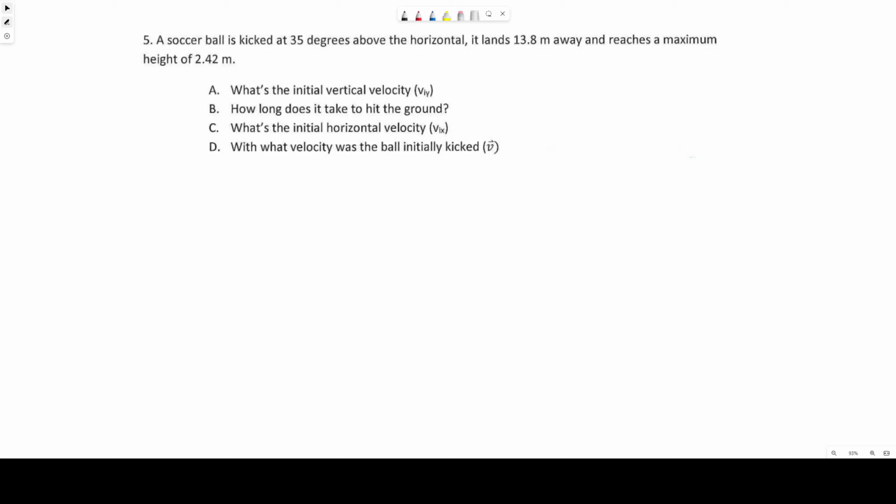So here the question asks: a soccer ball is kicked at 35 degrees above the horizontal. It lands 13.8 meters away and reaches a maximum height of 2.42 meters. And then they asked four different parts of questions.